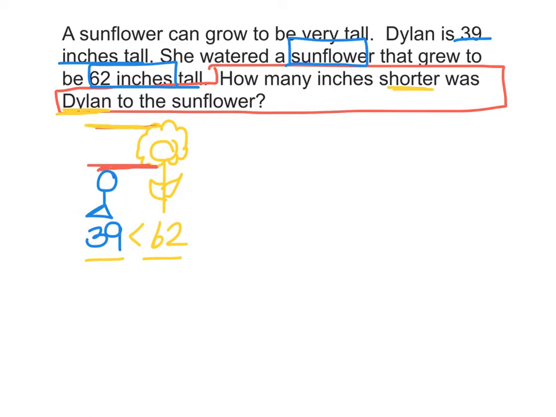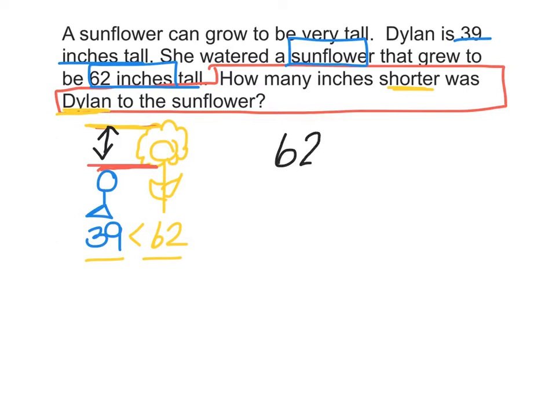So something like that. What the question is asking us to figure out is basically this distance right here. How many inches is that? So I hope you figured it out that what we're doing is we are comparing the sunflower, which is 62 inches, to Dylan, who is 39 inches. And as you might have remembered, when we're comparing, we can subtract.